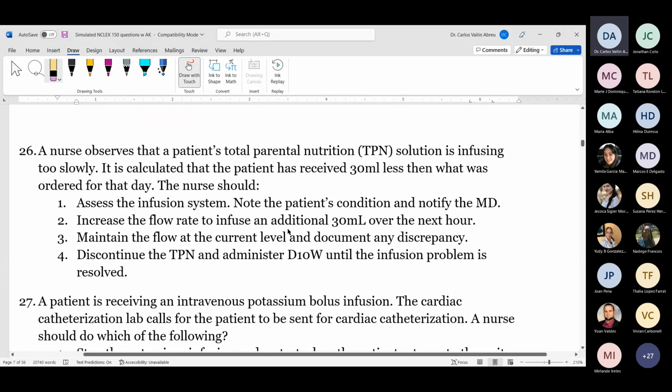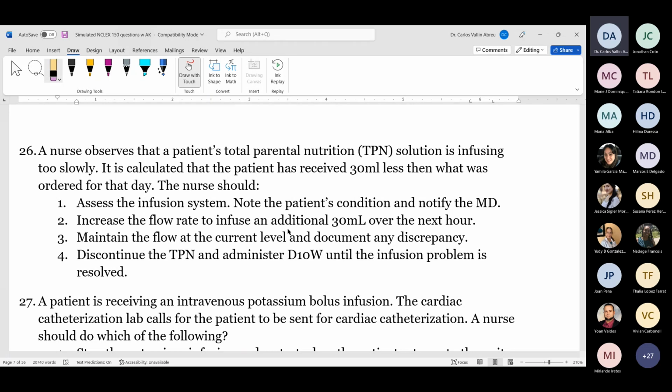A nurse observes that a patient's total parenteral nutrition solution is infused too slowly. It is calculated that the patient has received 30 milliliters less than what was ordered that day. So there is 30 milliliters behind. The nurse should assess the infusion system, note the patient condition, and notify the MD.